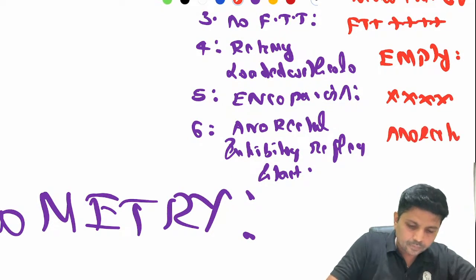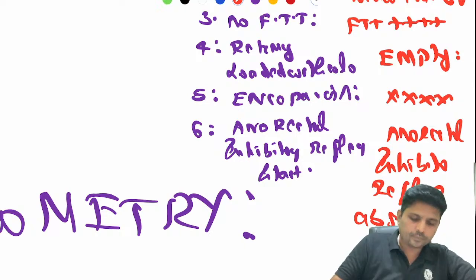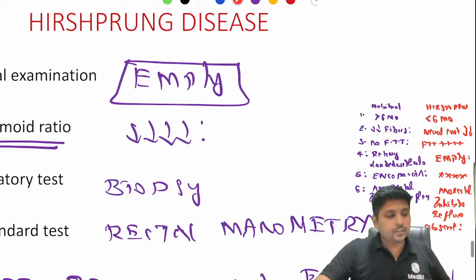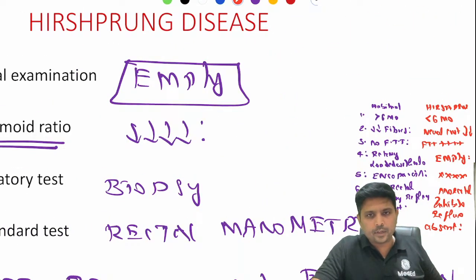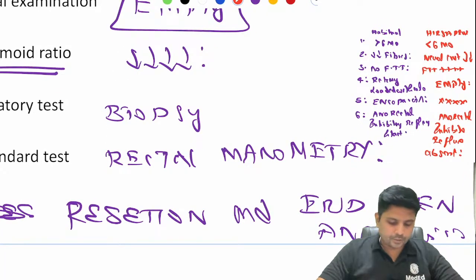Anorectal inhibitory reflex absent. Okay, these are all the differences between habitual constipation and Hirschsprung's disease.